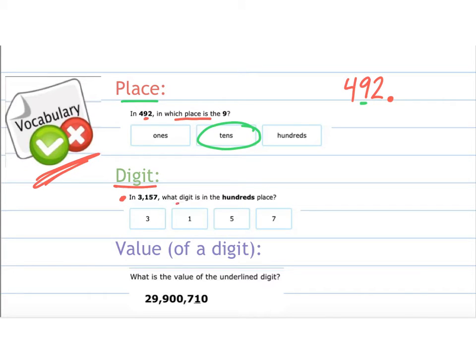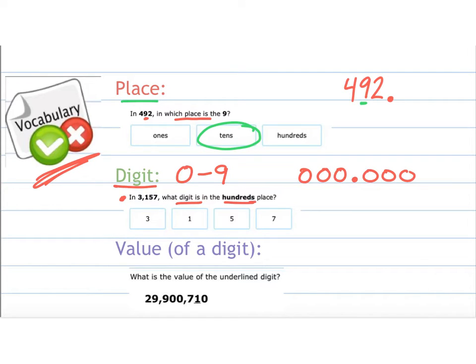3,157, what digit is in the hundreds place? When you think digits, they are just individual numbers, like our whole numbers that make up things. So 0 through 9 are our digits. Okay? So it's asking which digit is in the hundreds place. Again, you can use your chart, figure out where is my hundreds place. If this is my decimal, and I have numbers from here and on.